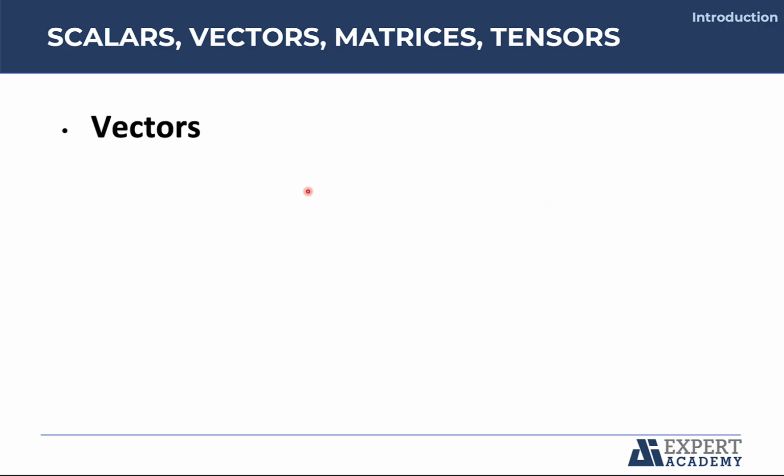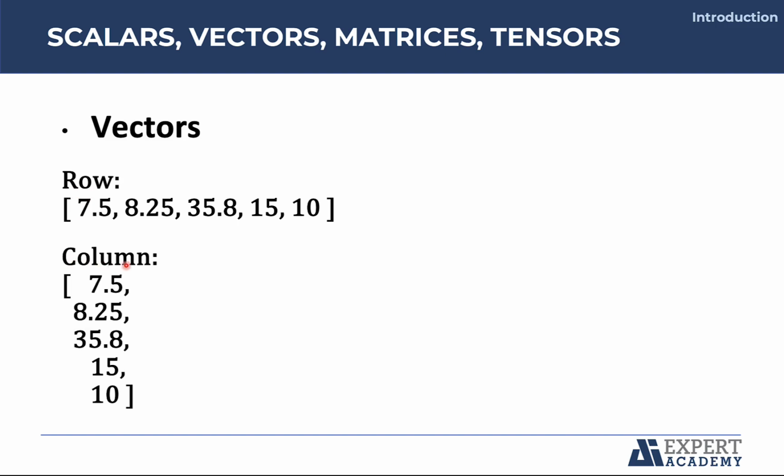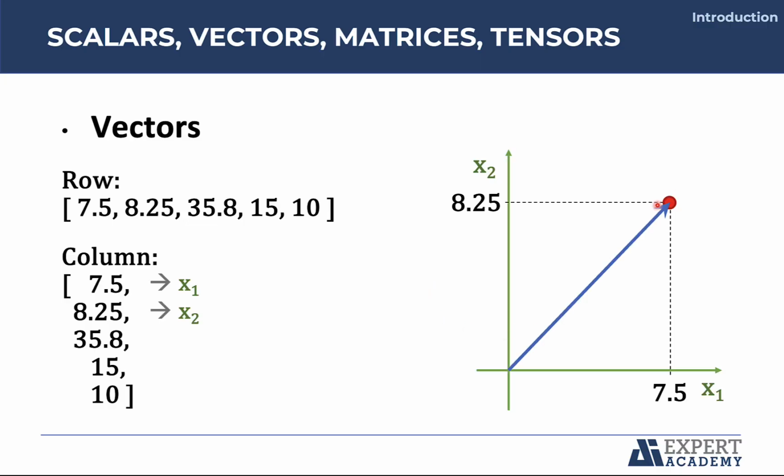Now let's move on to vectors. Broadly speaking, vectors can be thought as a linear collection of ordered scalars. For example, the coefficients of the restaurant equation can be represented as a vector. Vectors can be represented as a row and also as a column. Vectors can also be represented as a point in the Cartesian plane.